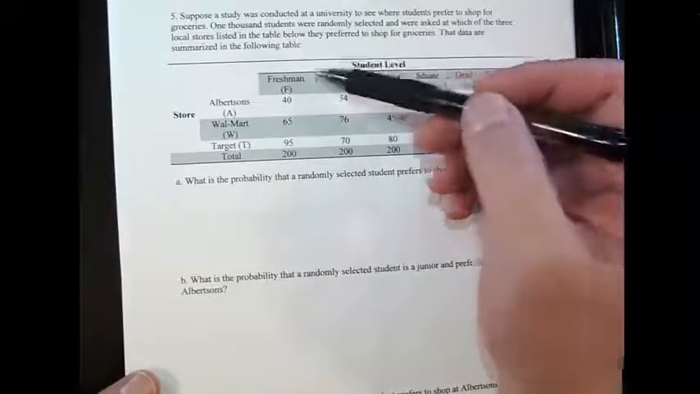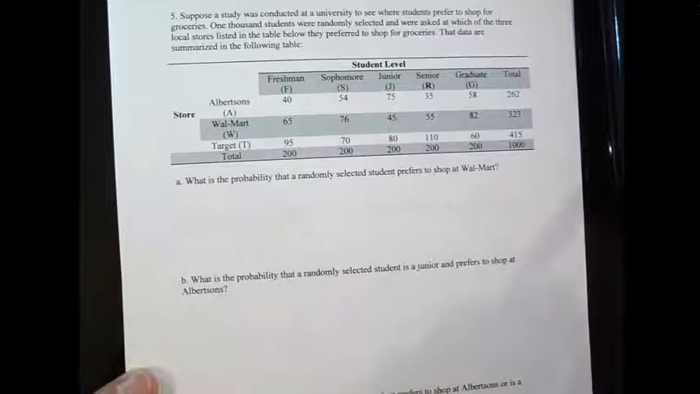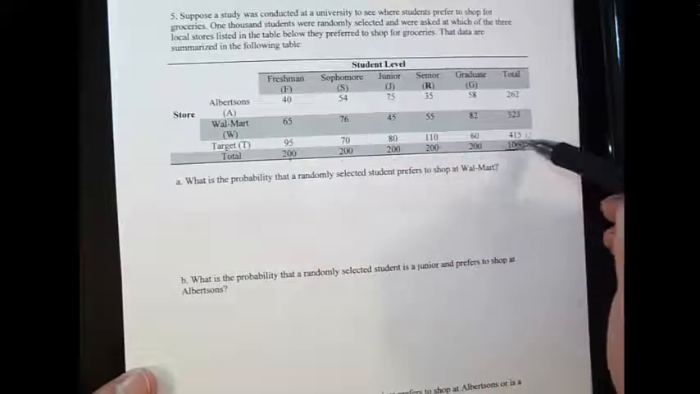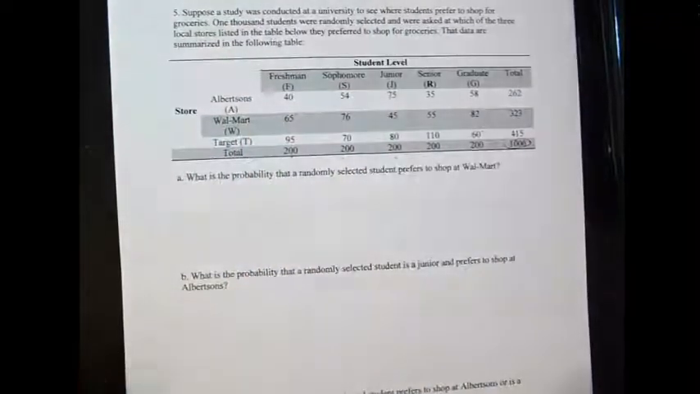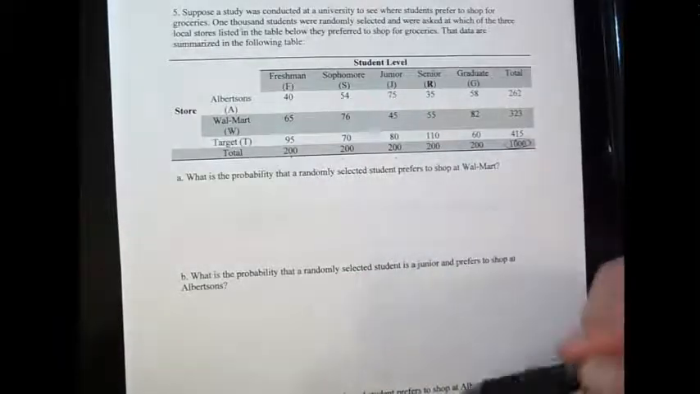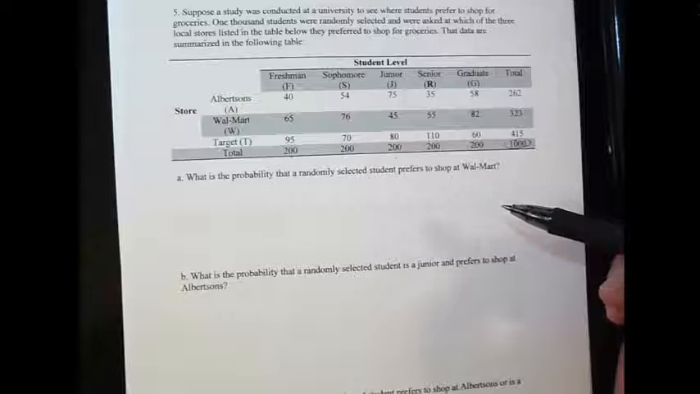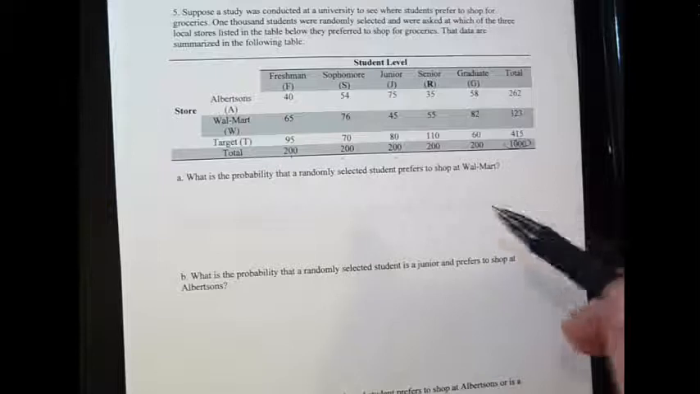Your very first step with all tables is to sum everything column-wise and across the rows. So I've identified the sums in the columns and the rows, and then the overall total, which is 1,000, to verify the number of students in the study. Then, once you have all that information identified, you can proceed to answer questions. But again, everything in probability is about setup. Make sure you set everything up. Take your time with setup, and the questions will flow very, very smoothly.